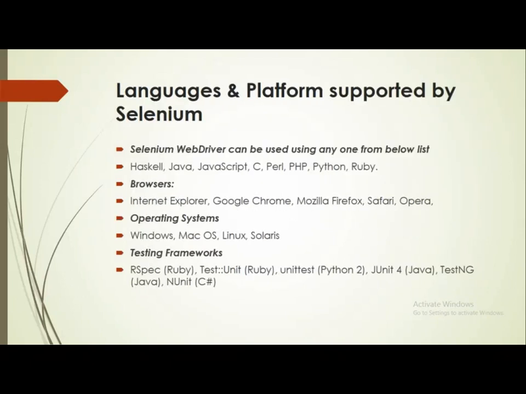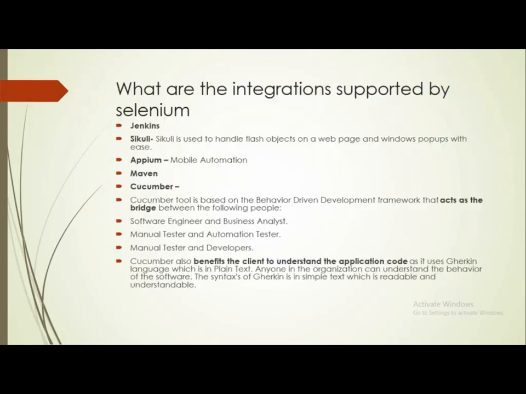Now we come to a topic: what are the languages and platforms supported by Selenium. Selenium WebDriver can be used with any of the languages like Haskell, Java, JavaScript, C, Perl, PHP, Python, Ruby, and the browsers supported are IE, Chrome, Firefox, Safari, and Opera. The operating systems supported by Selenium are Windows, Mac, Linux, and Solaris. There are many testing frameworks present, but the most famous is TestNG, which is used by a QA, and JUnit is used by a developer.